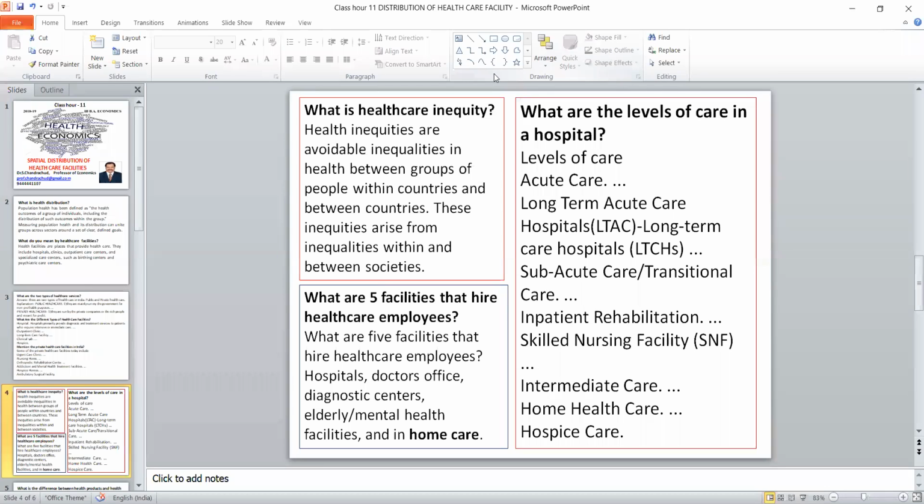Then what are the 5 facilities that hire healthcare employees? So suppose you are in the medical field, what are the job opportunities that you can have? You can get a job in a hospital, you can get a job in a doctor's office. There will be a number of diagnostic centers there. A graduate in economics is eligible for that, and elderly and mental health.